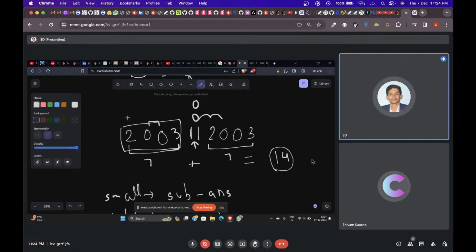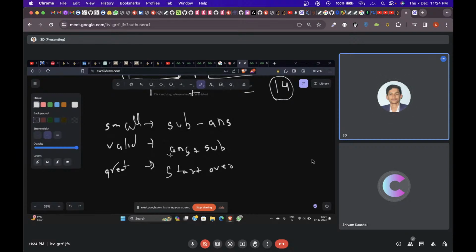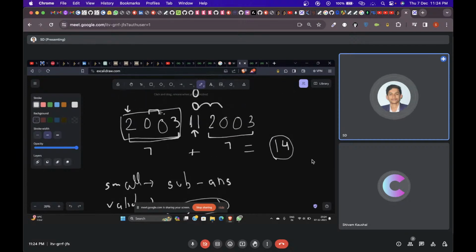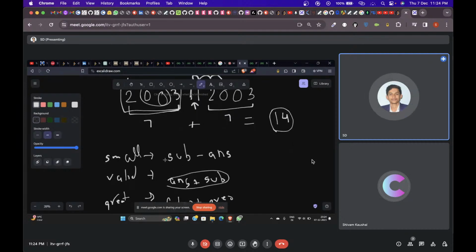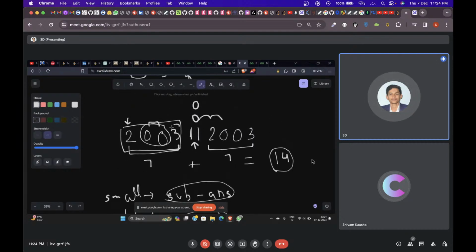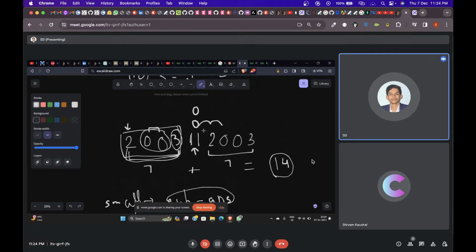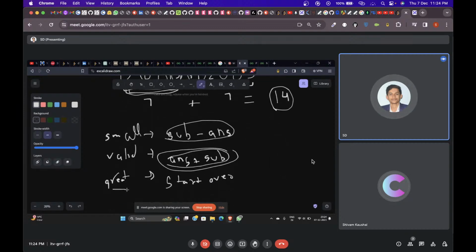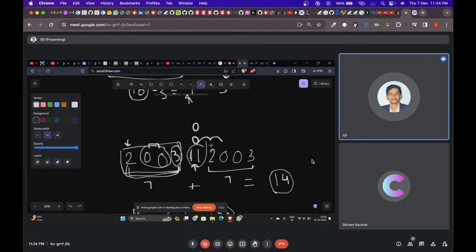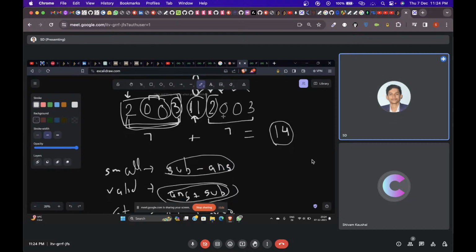So if I'm finding a valid one, just add this to my answer. If I'm finding a smaller one, just decrement it from my answer. And again, if I'm finding a valid one, just add this window to my answer. And if I'm finding a bigger element, then restart over. Make small 0, make valid 0, again move forward in the similar manner. So this will be valid, it will be added. These both are invalid, these will be subtracted. Then the 3 will be here, so it will be added. And this way we are simply going to solve this problem.